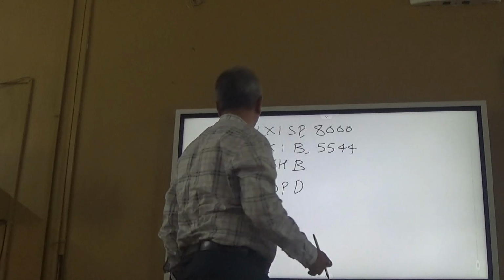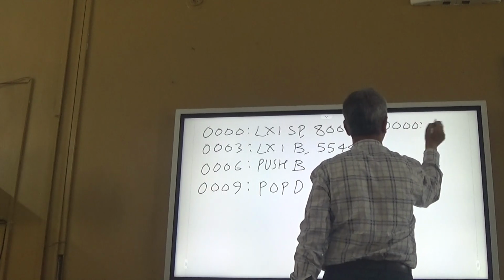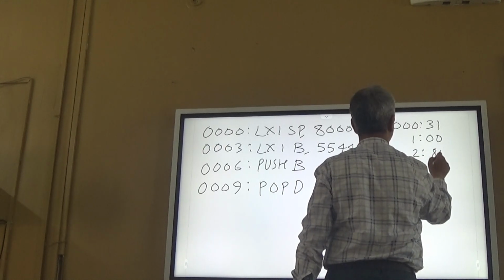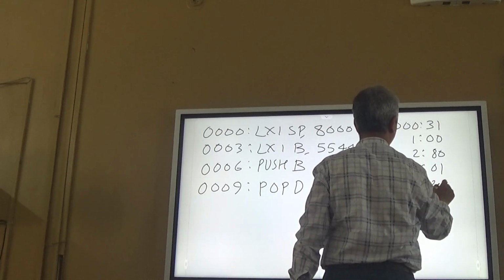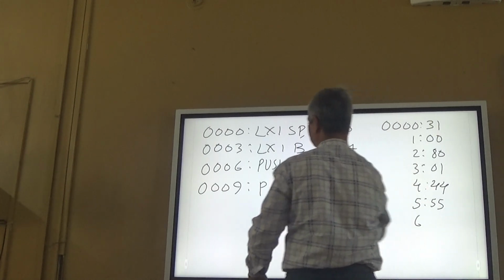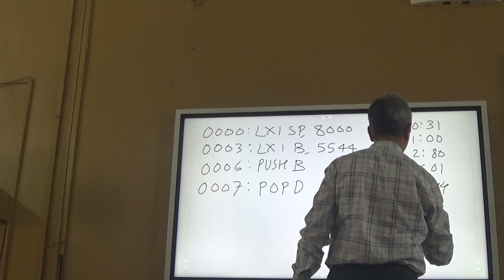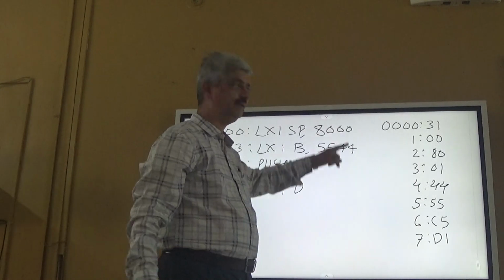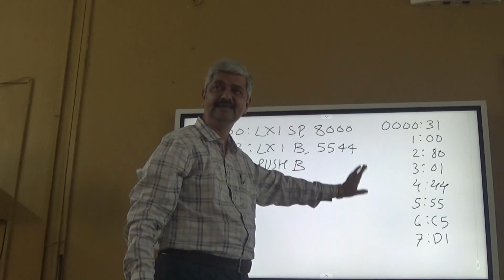So we start writing down. What is the opcode sequence? Machine code, that is the value sequence in memory. 31 at 1, 00 at 2, 80 at 3, 01 at 4, 44 at 5, 55 at 6, C5 at 7, D1. Right? LXI SP, LXI B, push B, pop D, right?